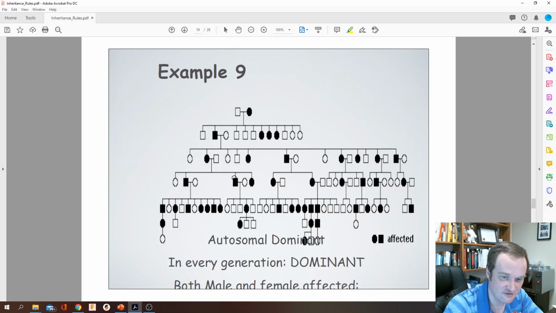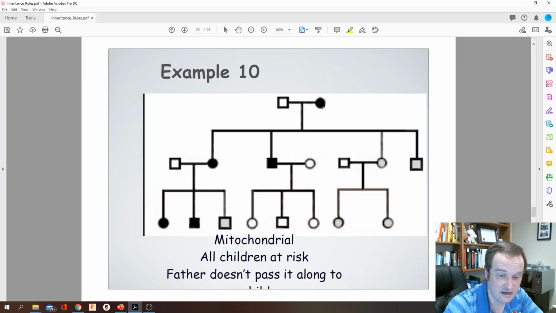So this is the example of the mitochondrial. Remember, if your mother has it, then your offspring should have it. This one is actually not quite correct now that I'm looking at it, because this daughter should have it as well. The father doesn't pass it along, so as you can see here, imagine that this is colored in black.